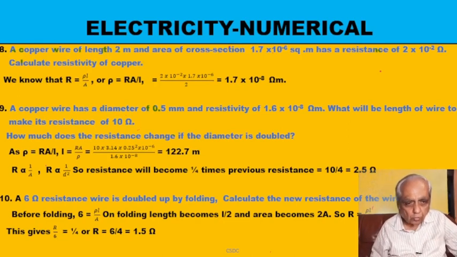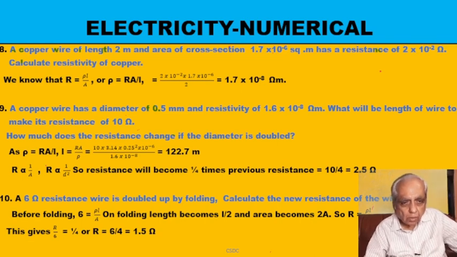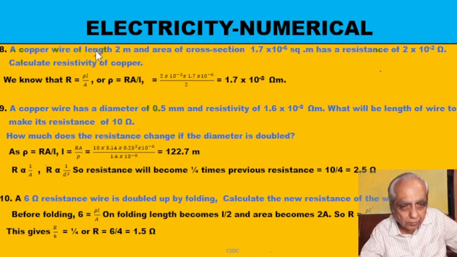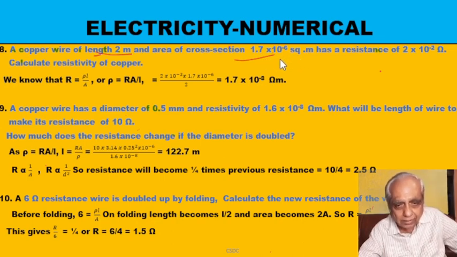So let us do the last 3 sums of the day. Sum number 8 reads, there is a copper wire of length 2 meter. So I have been given length as 2 meter. Area of cross section is given as 1.7 into 10 raised to minus 6 square meter. And resistance is given as 2 into 10 raised to minus 2. So I have to calculate the resistivity.